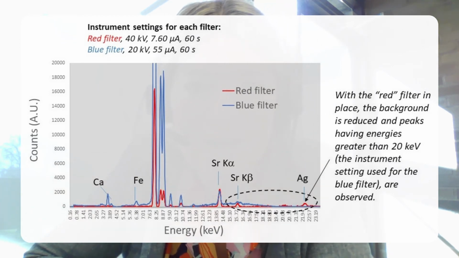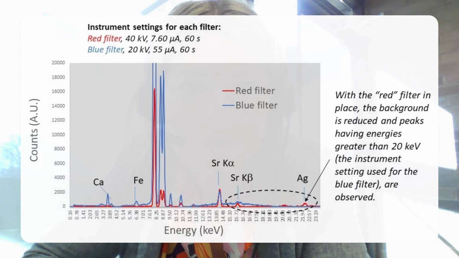And peaks having energies greater than 15 keV have a greater intensity under the blue filter settings. With the red filter, we can confidently say that strontium is present, seeing both the K-alpha and K-beta peaks present in the spectrum. We can also detect silver, Ag, at about 22 keV.